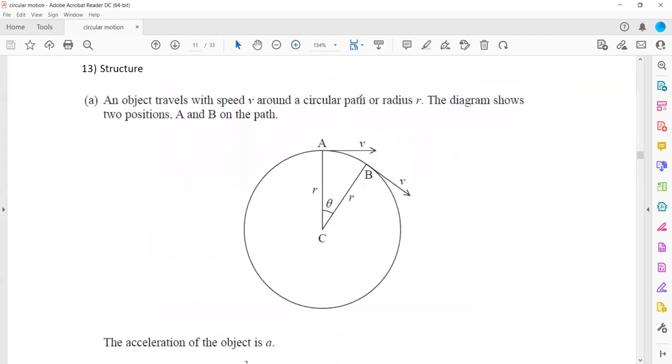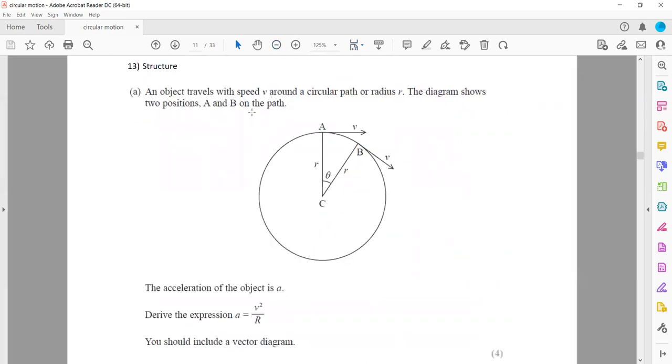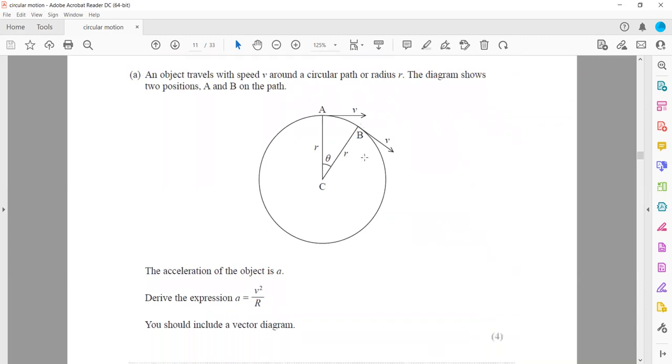The next question is a derivation of the centripetal acceleration, and you have to learn this derivation as this question is repeated. An object travels with a speed v around a circular path, having a radius r. Speed is not changing, but velocity is changing as the direction is changing. The diagram shows the two positions A and B of the path. The acceleration of the object is a, and we have to derive the formula that acceleration is v square over r. You should include a vector diagram.